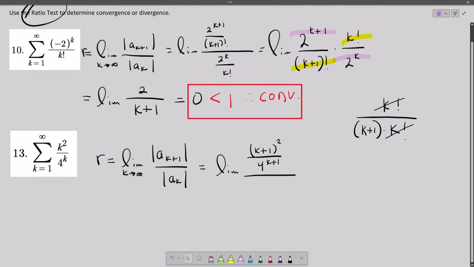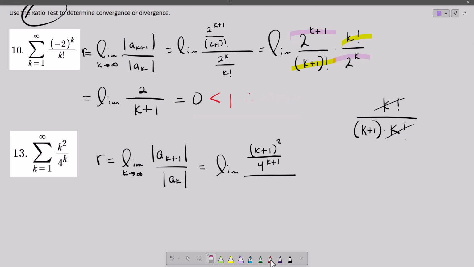And actually, let me make one point about this last one. This did have negatives. So we could actually say that this is absolutely converging, not just converging, because that had negatives in it. And we did take absolute values, so we're actually finding absolute convergence there. Here, there's no negatives, so in our conclusion, we don't need absolute.